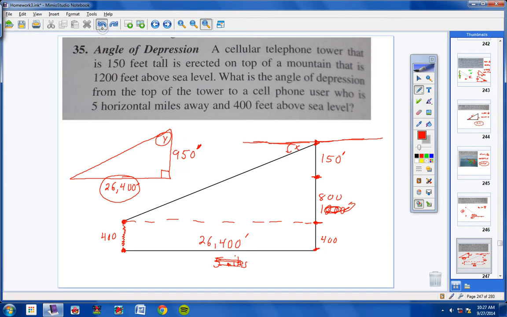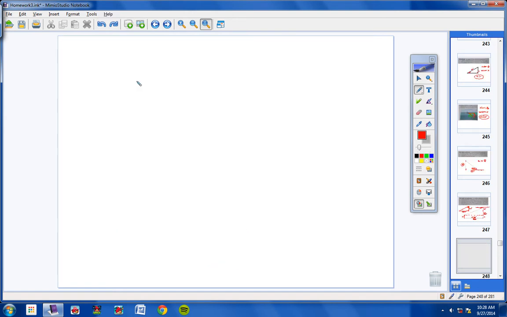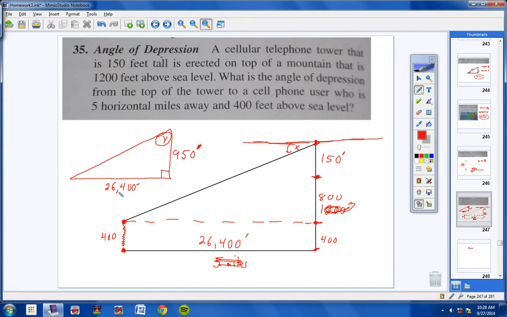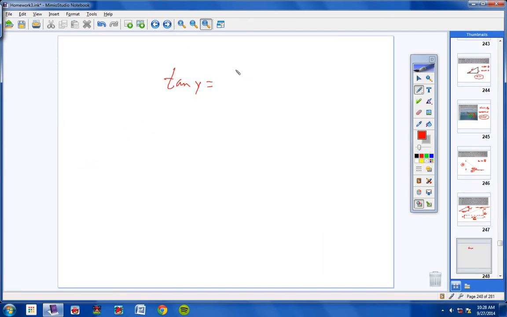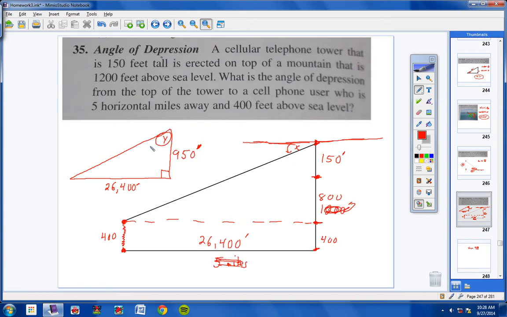So I'm going to use tangent. I'm going to have to go to another page here. The tangent of y equals opposite over adjacent, so 26,400 over 950. So real quick with my calculator, second tangent of 26,400 divided by 950 will give me 87.93. I'm going to go ahead and put 88 degrees. It's going to be a little easier. So right here, y is 88 degrees.